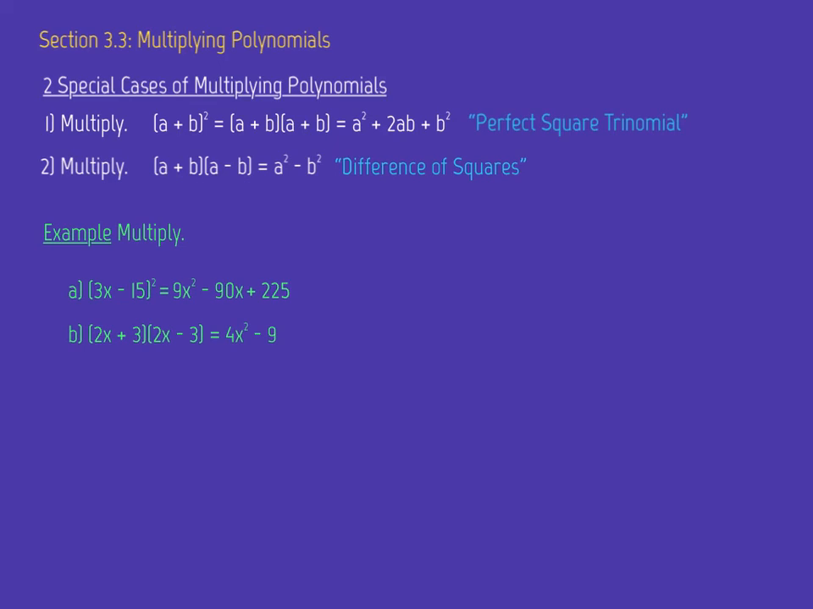Hopefully, these are the two answers you got. For part A, you should have gotten 9x squared minus 90x plus 225. And then for part B, that's a difference of squares, you got 4x squared minus 9. And that is all we have for section 3.3.